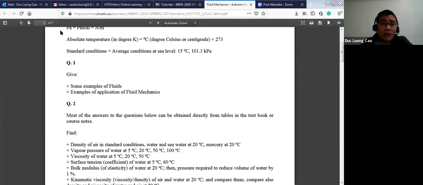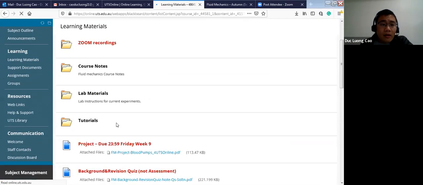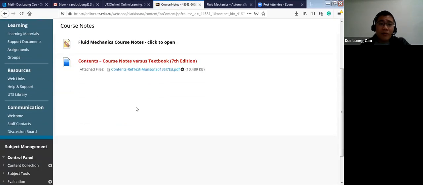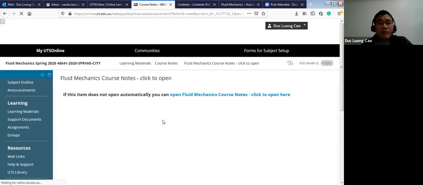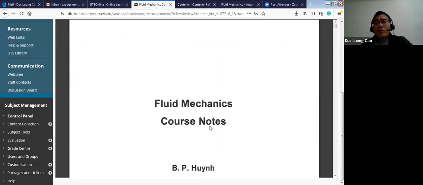Or in UTS Online, you have course notes. This one is very important too. You see, this one is free, and you can download and use this one in the quiz or final exam. This one is very important because at the end of the course notes, you have tables and figures. You have to use tables and figures in the quiz and the final exam, and everything is online this semester.